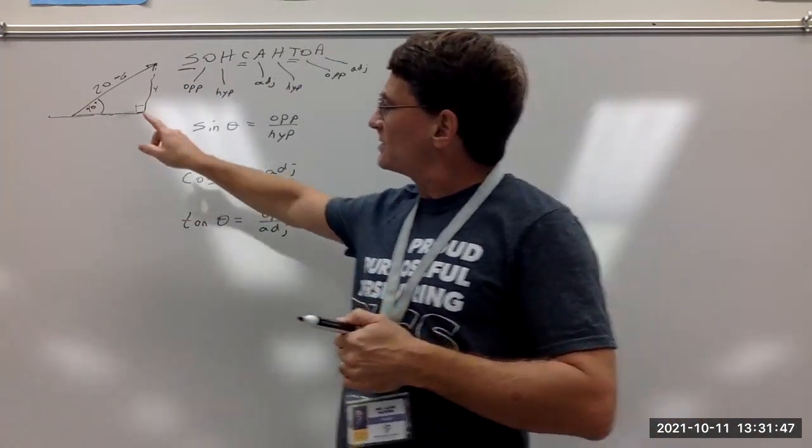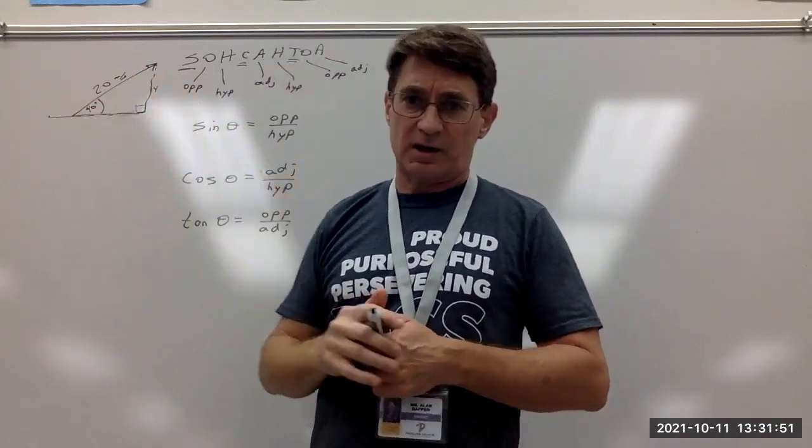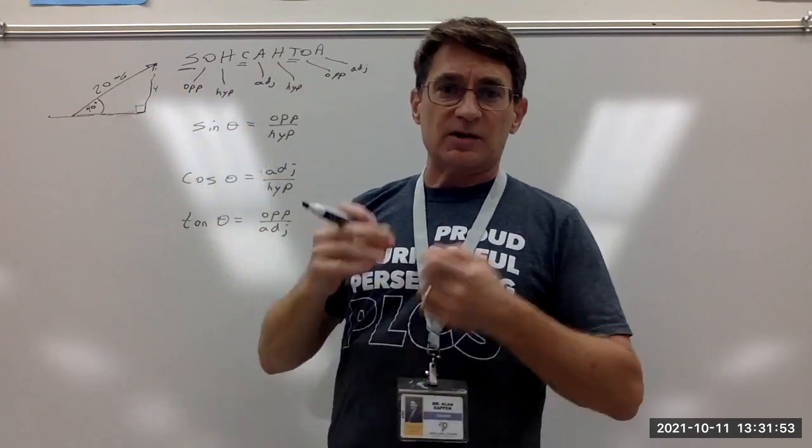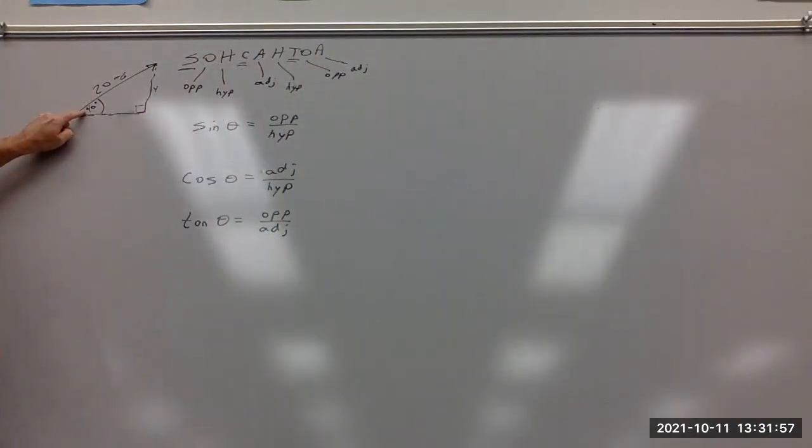So let's see. Y is which side of our triangle? Well, you know the three sides of the triangle. The long side is always a hypotenuse. The other two sides are opposite and adjacent. To me, the opposite is easiest to understand. It's just the one on the far side. So y in this case is the opposite.